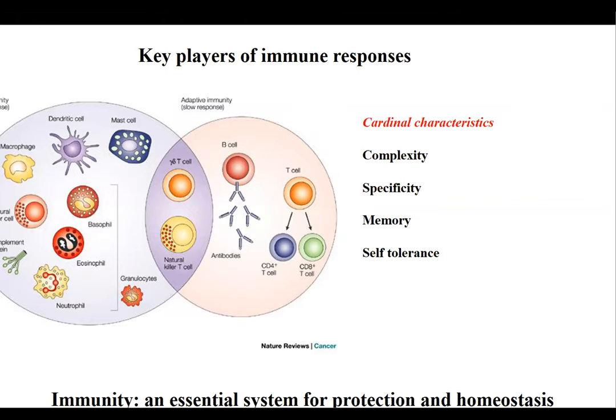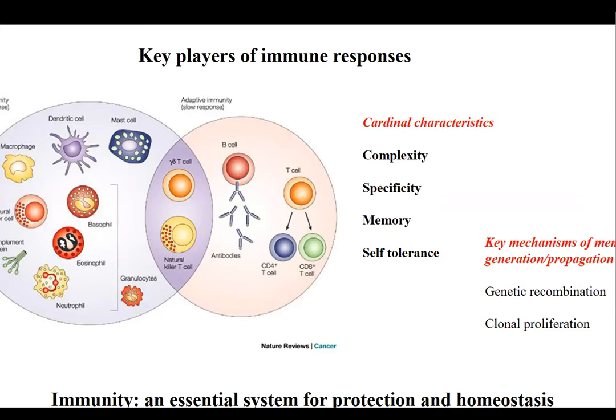Those key features of immunity in the past decades have been mainly assigned to the acquired immune system, represented by the B cells and T cells, where they can recognize specific antigens so that they can respond to a specific challenge and protect ourselves. The mechanisms for generating immune memory we can summarize into two major categories. Number one is genetic recombination. We can generate specific T cell receptors and B cell receptors, and then respond to specific antigen challenges. And then we propagate the acquired immune memory through clonal expansion. We can generate multiple cells with identical T cell receptors or B cell receptors. We can produce antibodies against specific challenges.